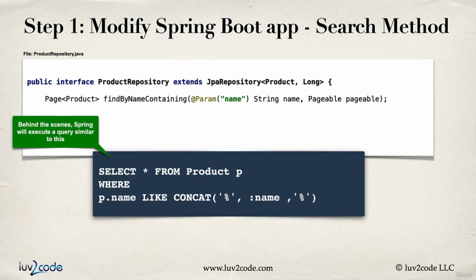Behind the scenes, Spring will actually execute a query similar to this. It'll say SELECT * FROM product p WHERE p.name LIKE CONCAT, using the % wildcards to match on the actual name. So name is the actual parameter that's being passed into this given method. And again, Spring will do all this magic for you behind the scenes.